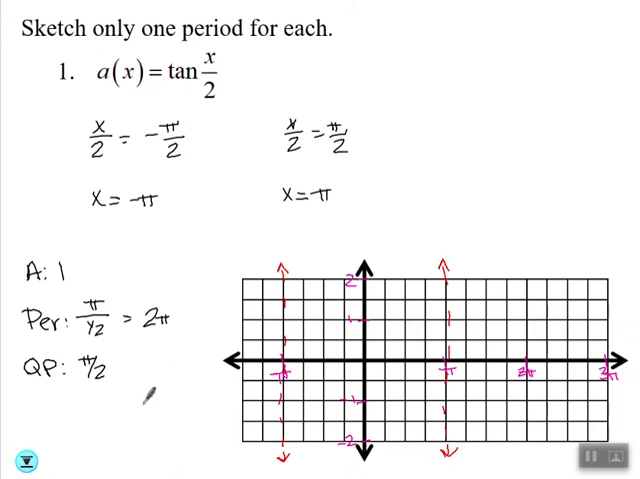So we know that our quarter period is pi over 2, so we need to have a mark at every pi over 2. The middle between the asymptotes is where the 0 is, and then halfway between the asymptote and that 0 point is where we have our other 2 points. And you can see that each of these points is pi over 2 apart. From the asymptote to the first point is pi over 2, from this first point to the second point is pi over 2, from the second point to the third point is pi over 2, and from the third point to the asymptote is pi over 2. Then we just draw in our curve.